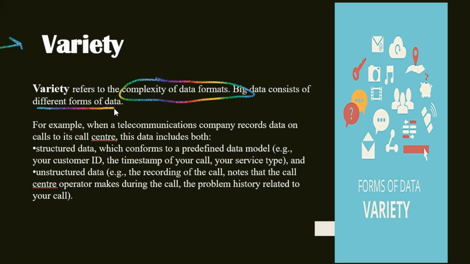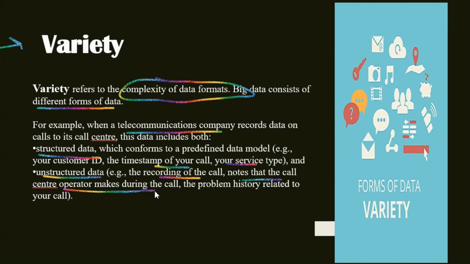Everything that is being generated, that is being created, is data. So that means variety simply refers to the different forms of data. For example, here we have a telecommunication company that records data on the calls to its call center. That data can be structured. Structured data for the call center companies may be the customer ID, timestamps, call service types, and whatever. And it can also have unstructured data types. What are the unstructured data types? It can be recordings of the calls, notes that the call center operators take during the call, or any problem history and something. So these are simply the variety of the data.